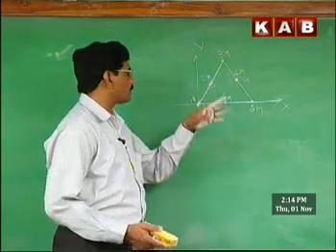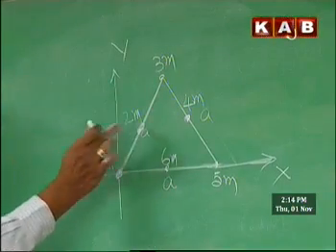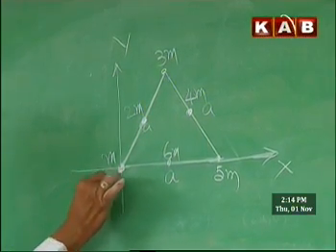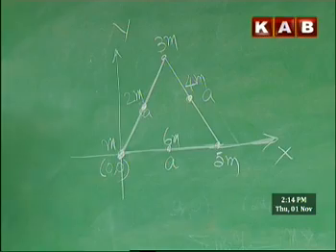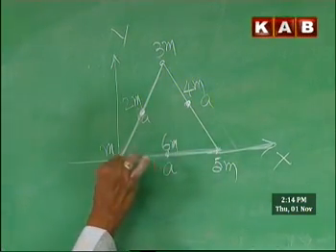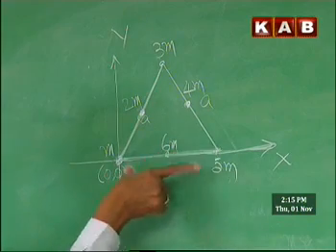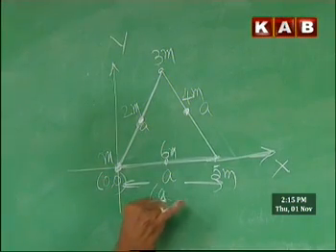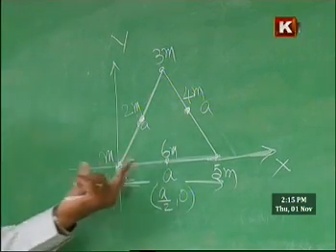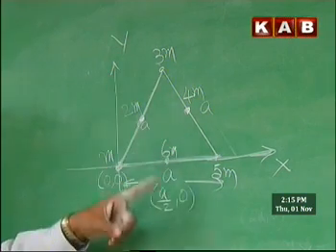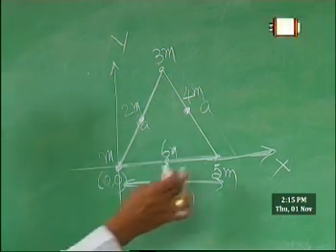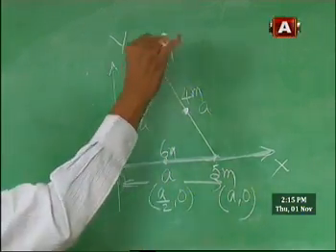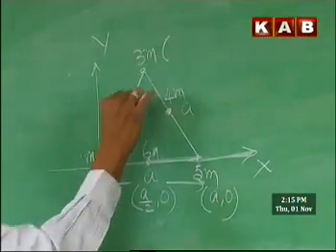Before we go for the determination of the center of mass, first we have to locate the individual coordinates of the particles. This particle is at the origin, therefore the coordinates of this particle are 0, 0. This particle is on the x-axis at a distance a by 2. This distance is a by 2 because the total side length is a. Therefore, the coordinates of this point are a by 2 comma 0, because it is on the x-axis at a distance a by 2, so the y coordinate is 0. Similarly, the coordinates of this point are a comma 0.